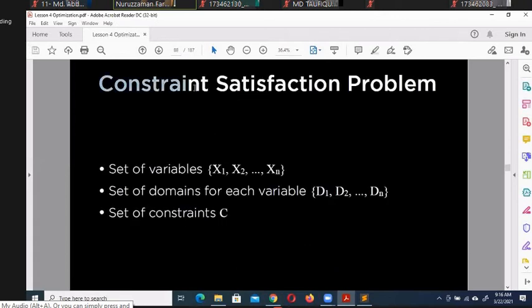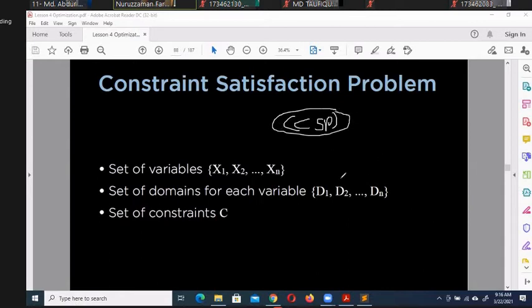So constraint satisfaction problem, or in short, CSP. This is the short form of constraint satisfaction problem. Please ignore my handwriting as I'm writing with a mouse. I don't have any graphics pad today, so it's really awkward. But yet, try to understand. Okay, let me rewrite it. CSP. This is the short form of constraint satisfaction problem.